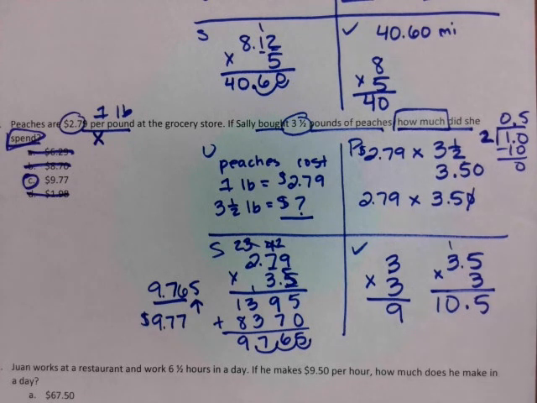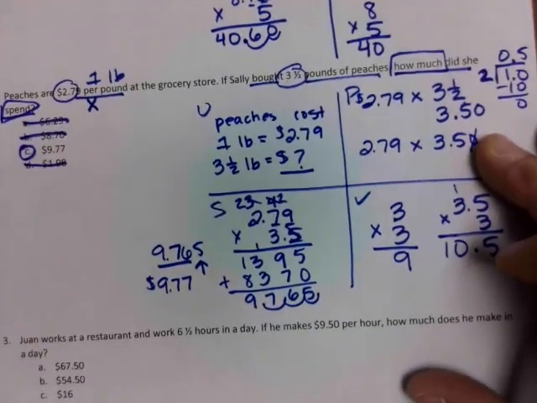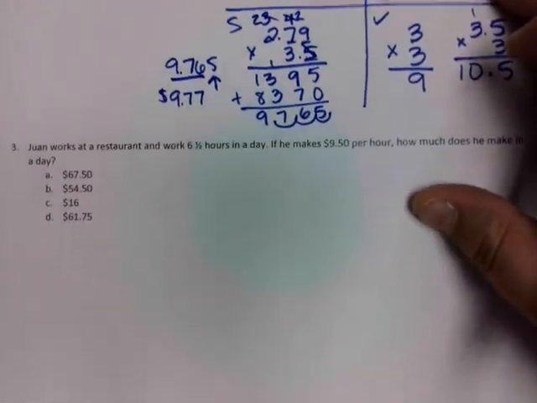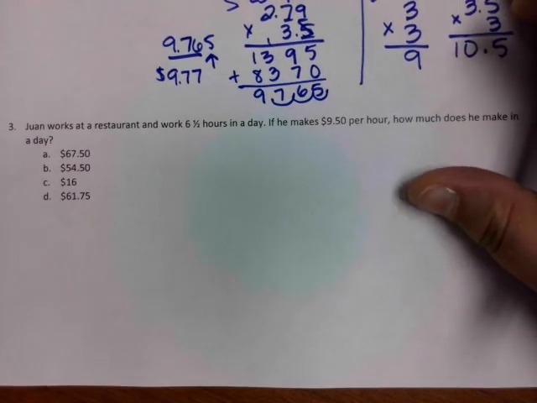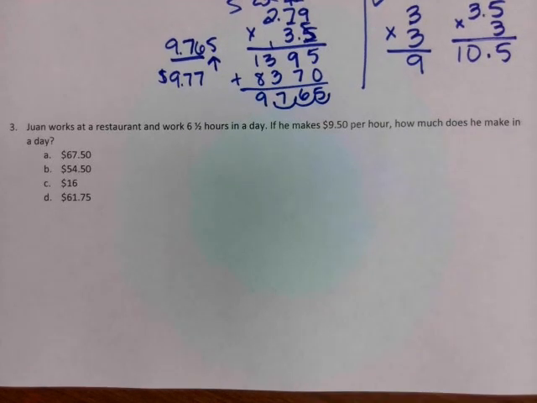Alright guys, I know this video is kind of long, but we're going to do one more example together. And y'all are going to do some practice problems on y'all's own. Alright, we have that Juan works at a restaurant and works 6.5 hours in a day. If he makes $9.50 per hour, how much does he make in a day?